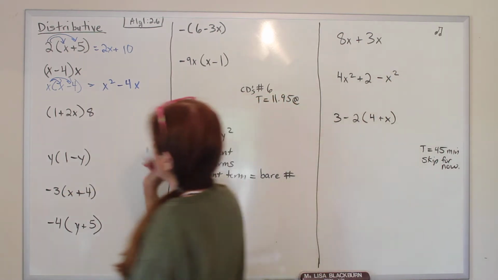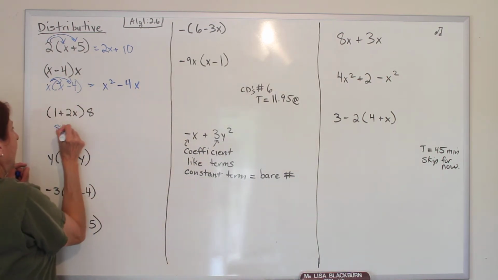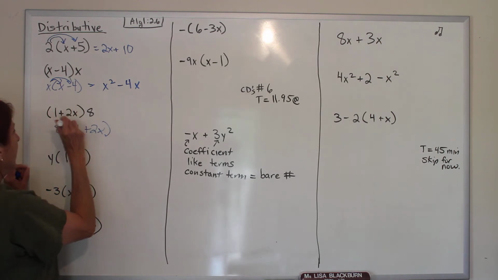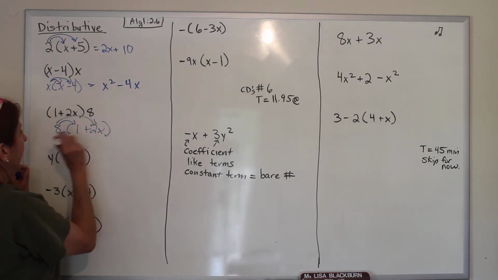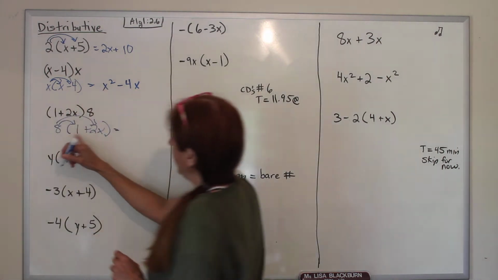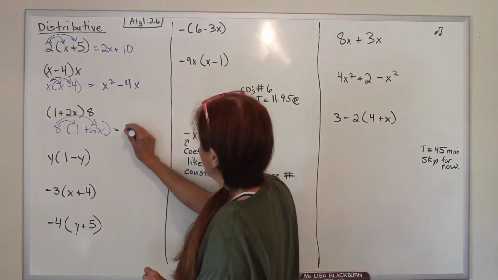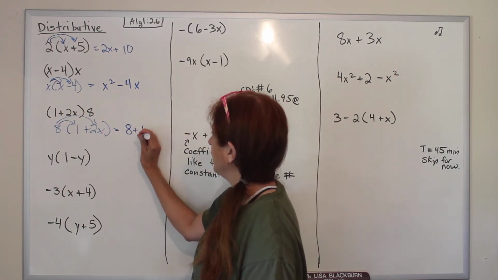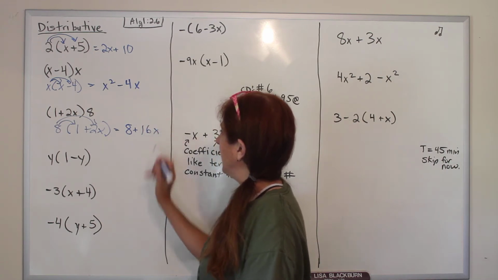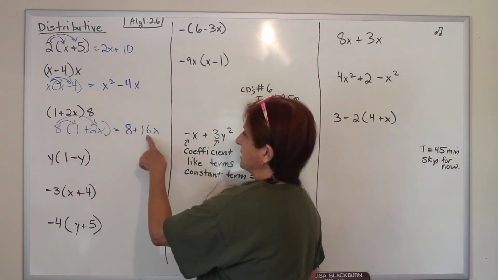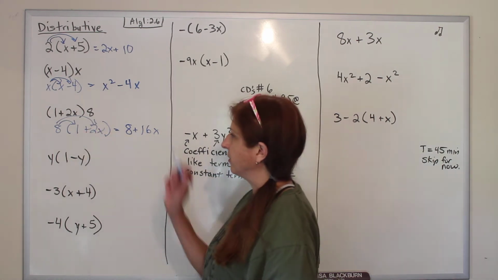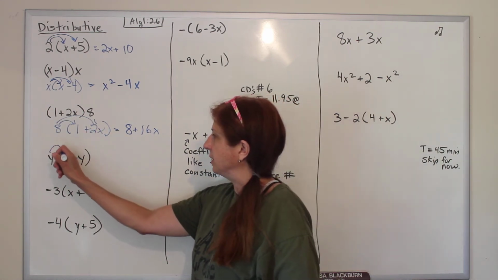So now this one, I'm going to rewrite it first. 8 times 1 plus 2x. I'm going to draw my arrows. Now I'll go over here. 8 times 1 is 8. 8 times 2x is 16x. 8 times 2 is 16. You write the x next to it. You keep your plus sign. So there's that one. Okay, let's do this one.